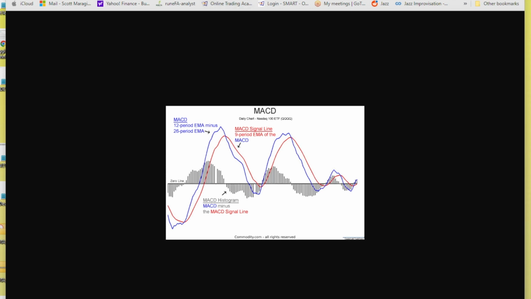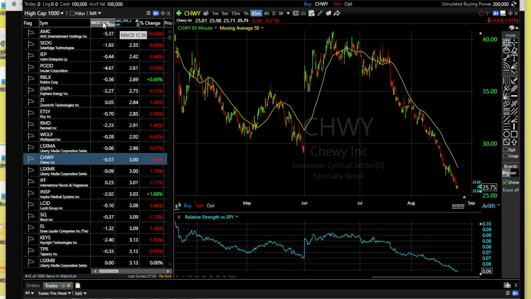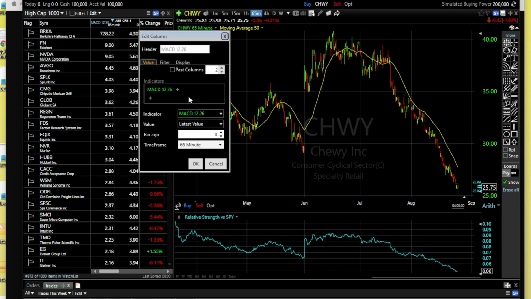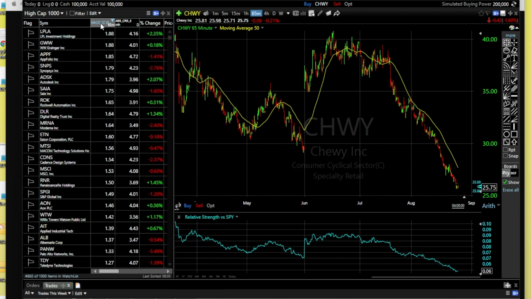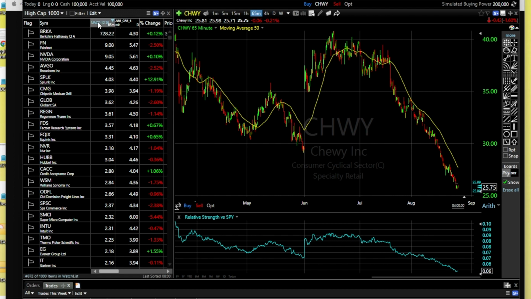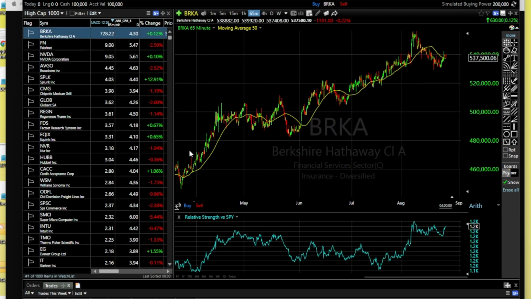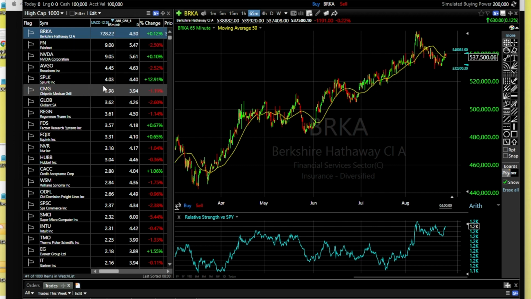We're going to steal that, and what we're going to do, if I can find it, is put that MACD indicator in the screener in the same time frame that the chart is. The chart I have right here is in 65 minutes, and the MACD indicator here is in 65 minutes. In TC2000, you just click on it, edit column, and I can change the time frame right here. All right, I'm going to leave it at 65 minutes. Now, if I click on that, I can find the number. The number doesn't matter. It's just that it's positive or negative.